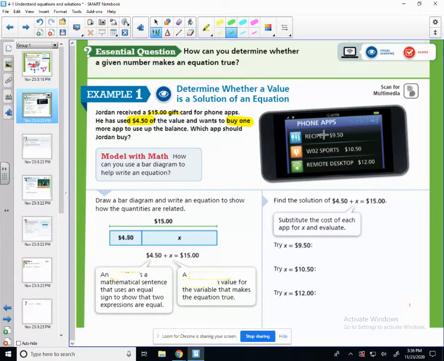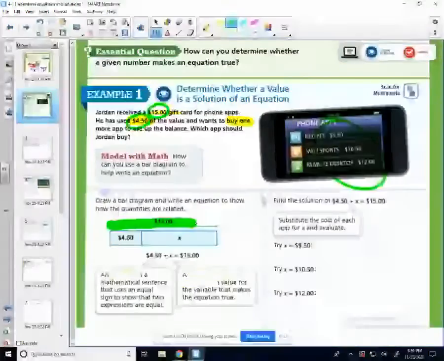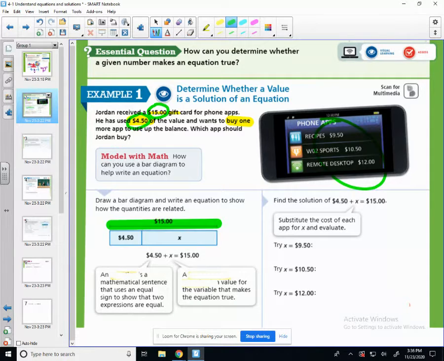So over here we have his phone. He has some apps over here. And we know that we had a $15 gift card. We know we spent $4.50. And we want to buy one more. Which one could we use? So in order to figure that out, you have to answer some questions. So over here, they drew a bar diagram. I'm going to use my green. This whole block is the amount of the gift card.